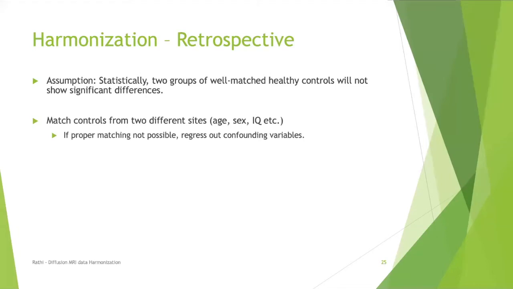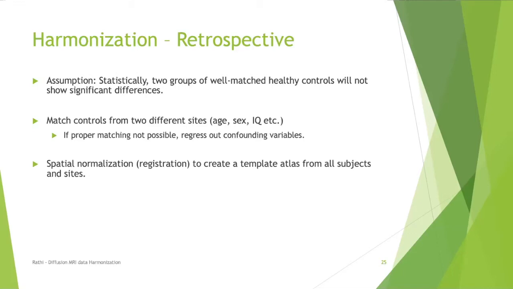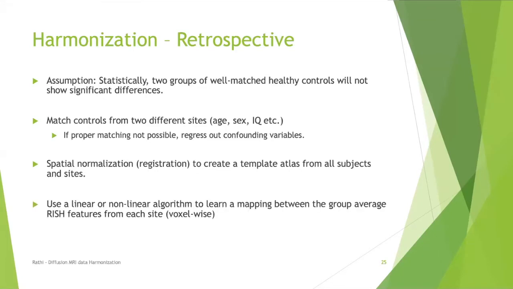So you match them from each of the sites based on age, sex, IQ. If proper matching is not possible, you will have to regress out the confounding variables. But the best case scenario would be to match the controls from the two sites. And then you perform spatial normalization or registration, as I mentioned, for all subjects and all sites together. And then you learn a linear or a nonlinear mapping between the group averages of the Rish features from each site. So at a voxel level, you take the group average because you have registered all of them in the same space. You can take the group average at that location for both the sites.